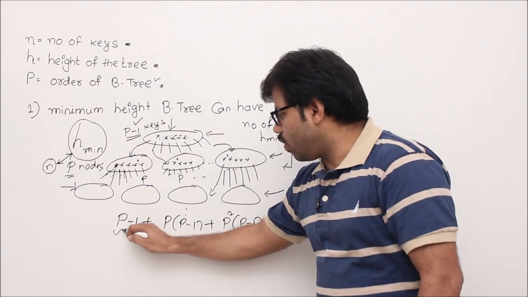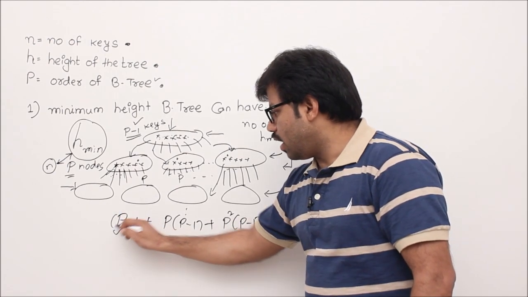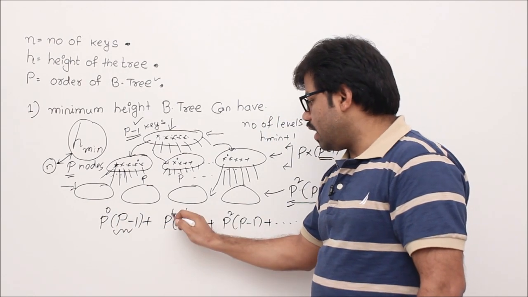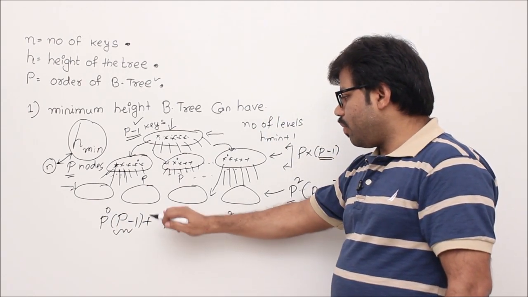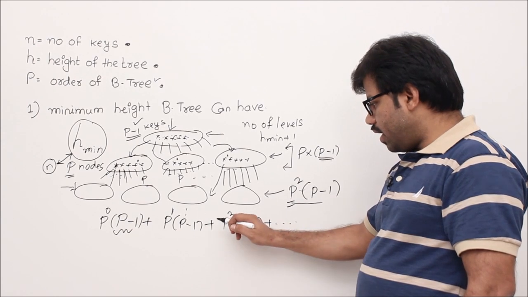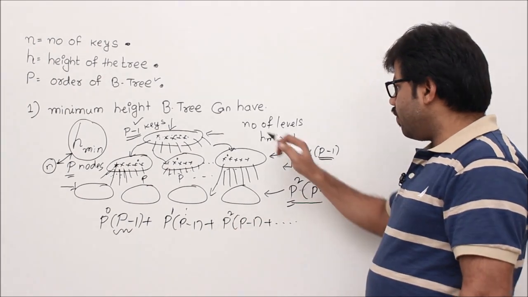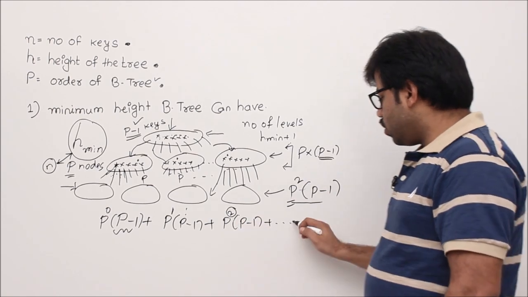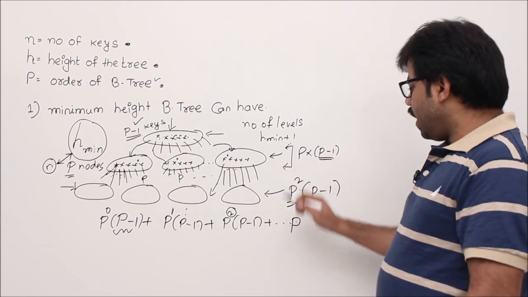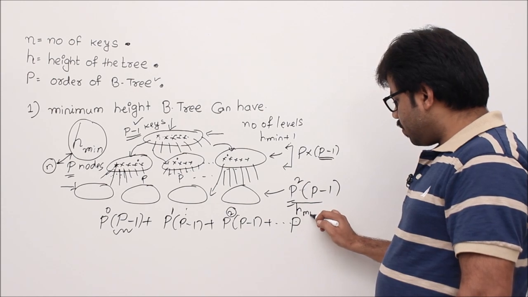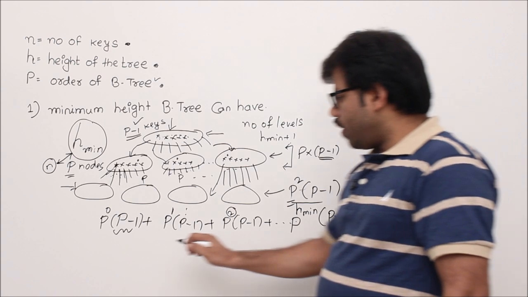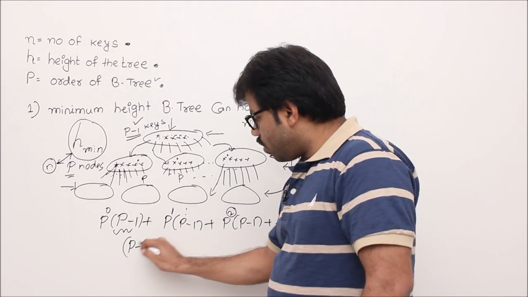See, this is level 1, correct? In level number 1 I can say that it is P minus 1 into P power 0. In level number 2 it is P power 1 into P minus 1. In level number 3 it is P square. In level h min plus 1, the power is the level number minus 1, so you get P power h min. If I take P minus 1 common, then what do you get?